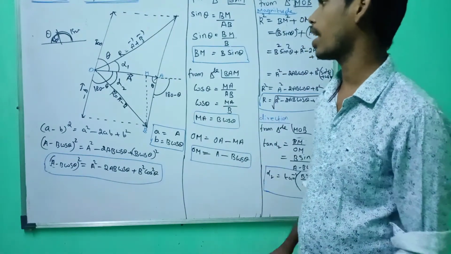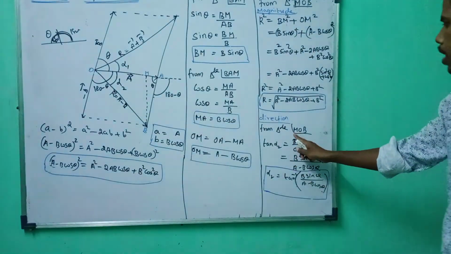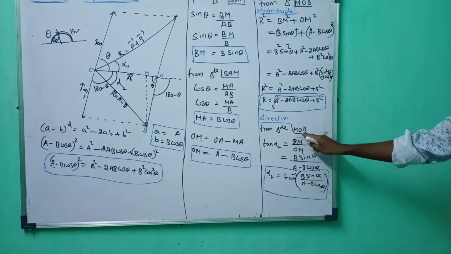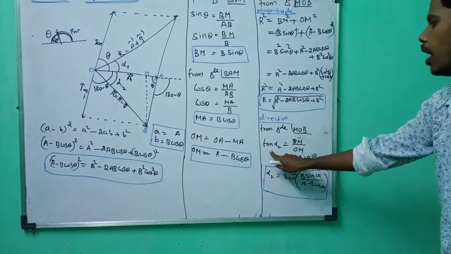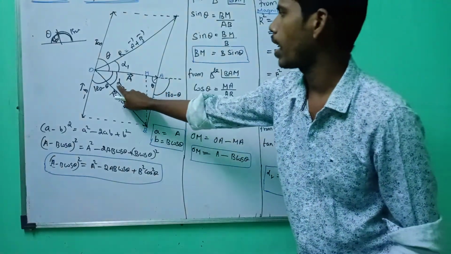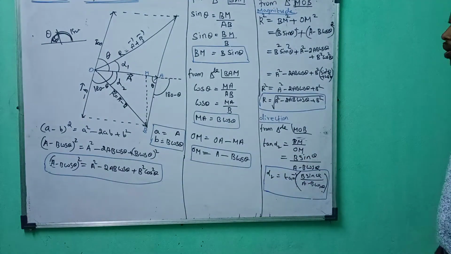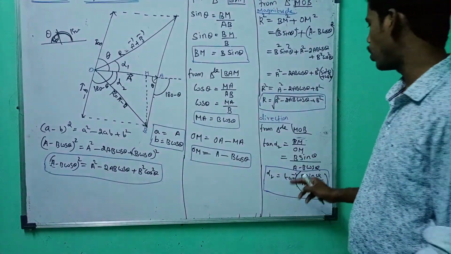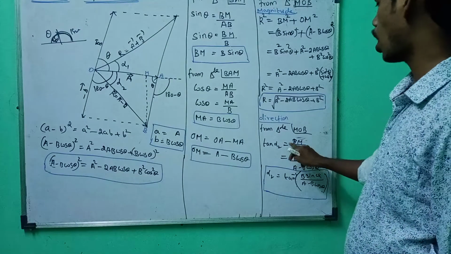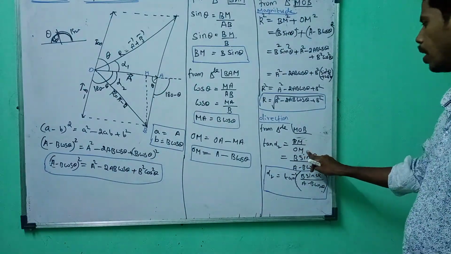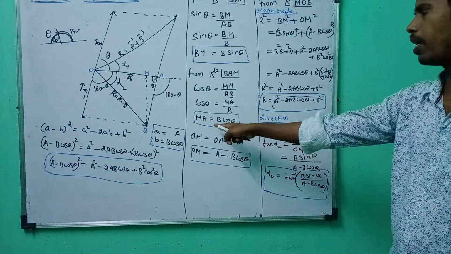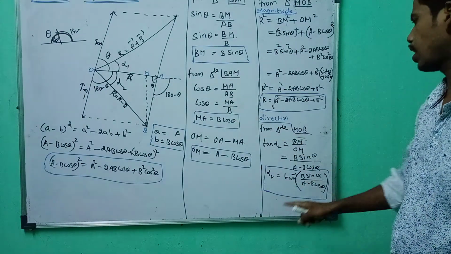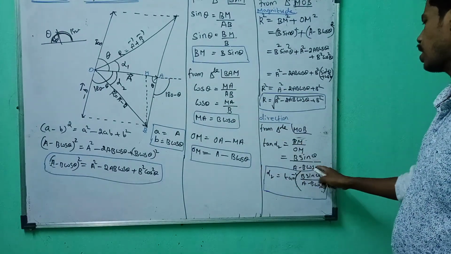Again we are taking the triangle. Which one? OMB, MOB or OMB. If you are taking MOB, we have to find out the tan value. Tan alpha 2, it is making the angle alpha 2. So tan alpha 2 equals, generally we know that tan theta equals opposite side by adjacent side. Opposite is BM, adjacent is OM. BM is nothing but B sin theta, and OM is nothing but A minus B cos theta.